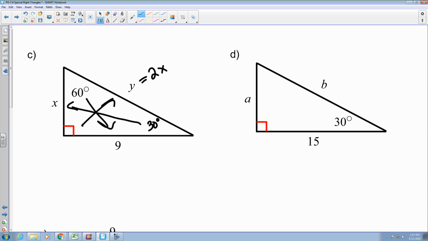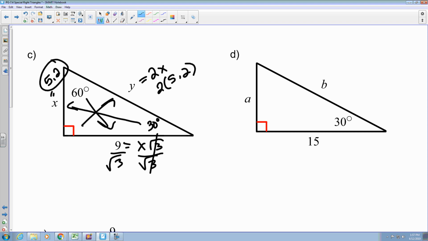This value right here, they're telling you that this is going to equal x times the square root of 3. So that means here, in order for us to find x, I've got to divide both sides by square root of 3. So to find x, I take 9 divided by the square root of 3, and that equals roughly 5.2. We'll just round to the nearest tenth. And then over here, to find y, it's going to be 2 times 5.2. So 5.2 times 2, that means y is going to equal 10.4.